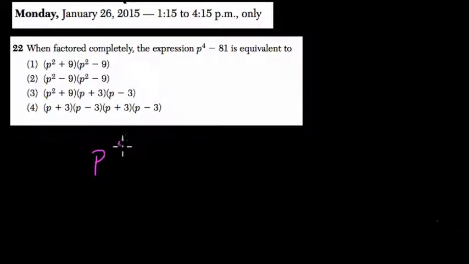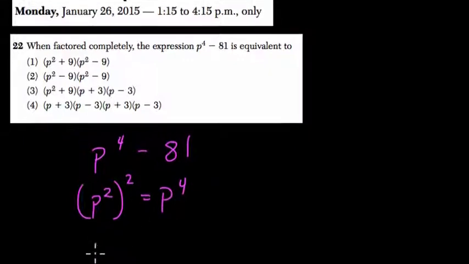Well, this is a really fun problem because p to the fourth minus 81 is the difference of two squares. It's a difference because we're subtracting, and they're squares because 81 is a perfect square, and so is p to the fourth, right? p squared squared equals p to the fourth. So that's a nice simple root. And 9 squared is 81, or negative 9 squared is 81, so plus or minus 9 squared is 81, so that has roots as well.